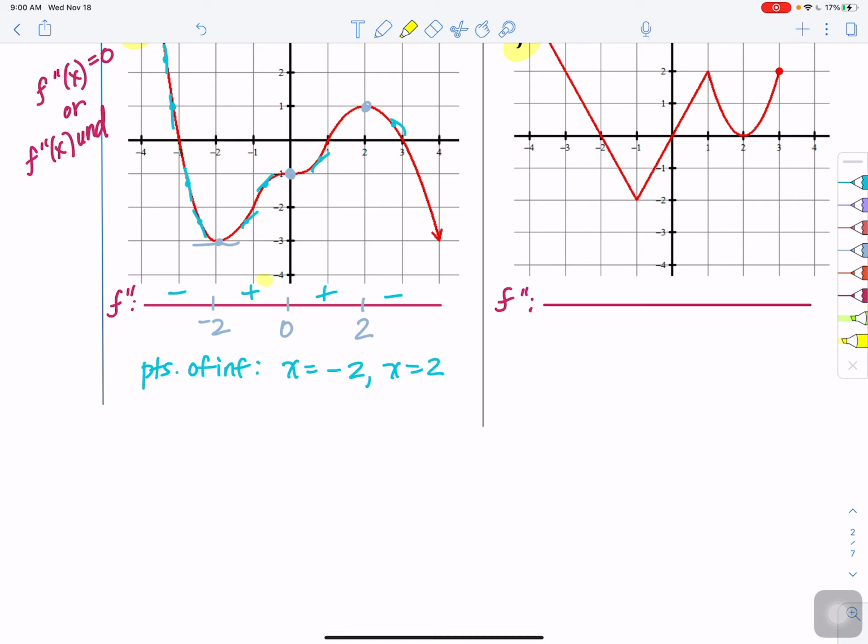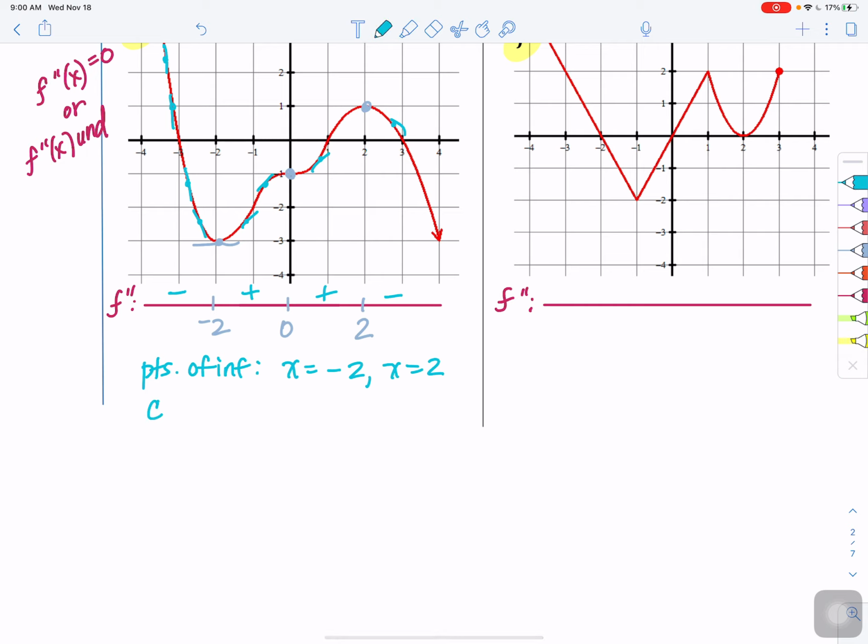X equal to 0 is not a point of inflection because the concavity is up to the left of 0 and also up to the right of 0. Again, you can't see that on this graph because this is the F prime chart.